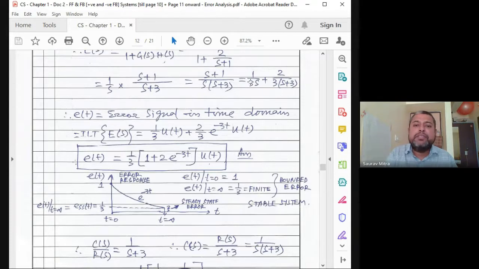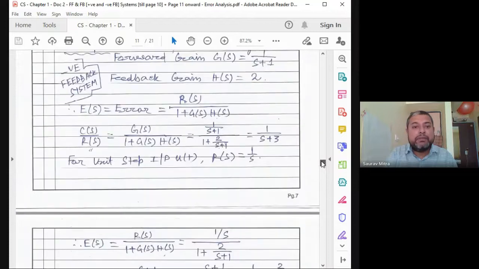So what is the 1 by 3 into S in time domain? It is 1 by 3 into UT. So 1 by S means UT, which is nothing but unit step response, that is 1. And what is 2 by 3 into S plus 3? That is 2 by 3 e raised to minus 3t. Likewise. So again, I'll tell you the process.